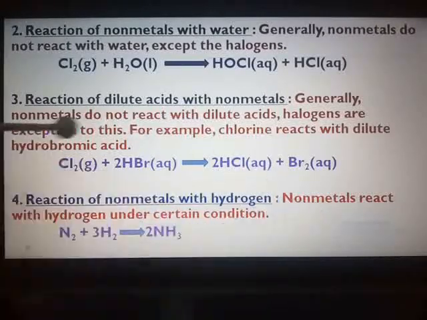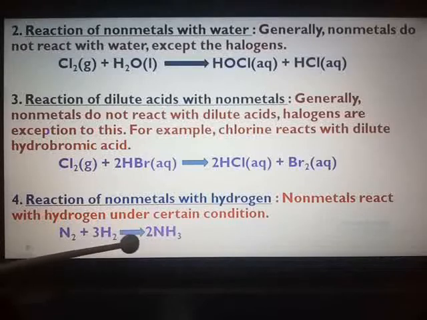And last is reaction of non-metals with hydrogen. Non-metals react with hydrogen under certain conditions. Which conditions? Proper temperature, presence of pressure, use of catalyst, etc. If these conditions are supplied, only then will you see that non-metals react with hydrogen. You can see a small reaction here. Nitrogen, when treated with hydrogen gas, forms 2NH3. NH3 means ammonia gas. Sulfur also reacts with hydrogen, forming H2S, that is hydrogen sulfide. So these are the different examples, equations.